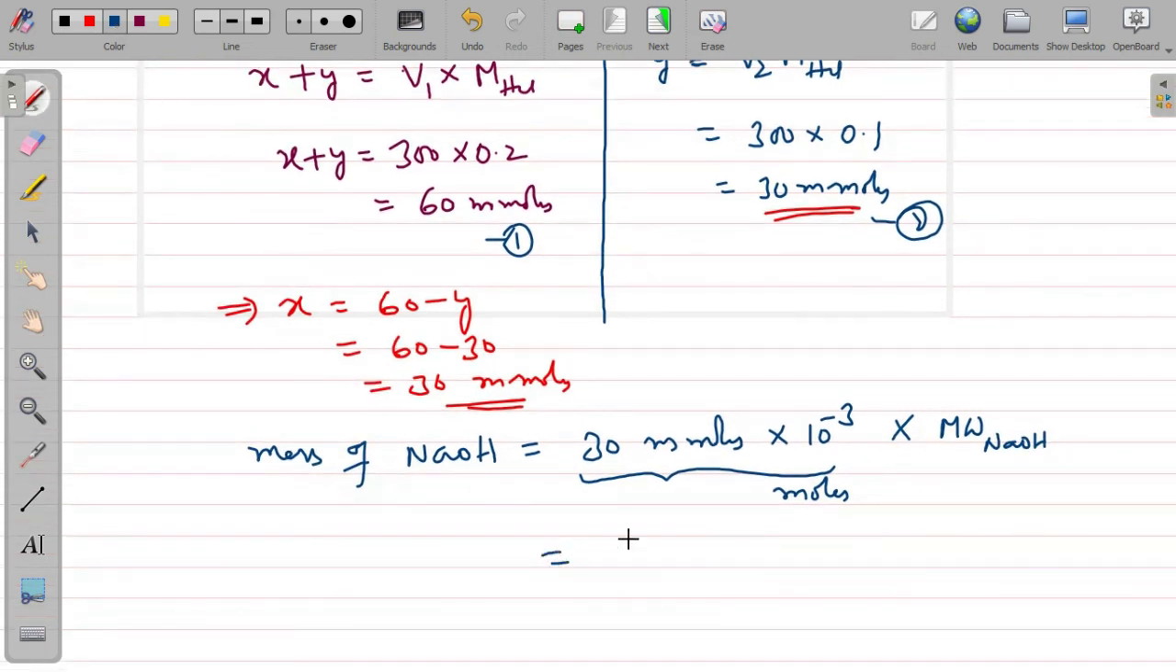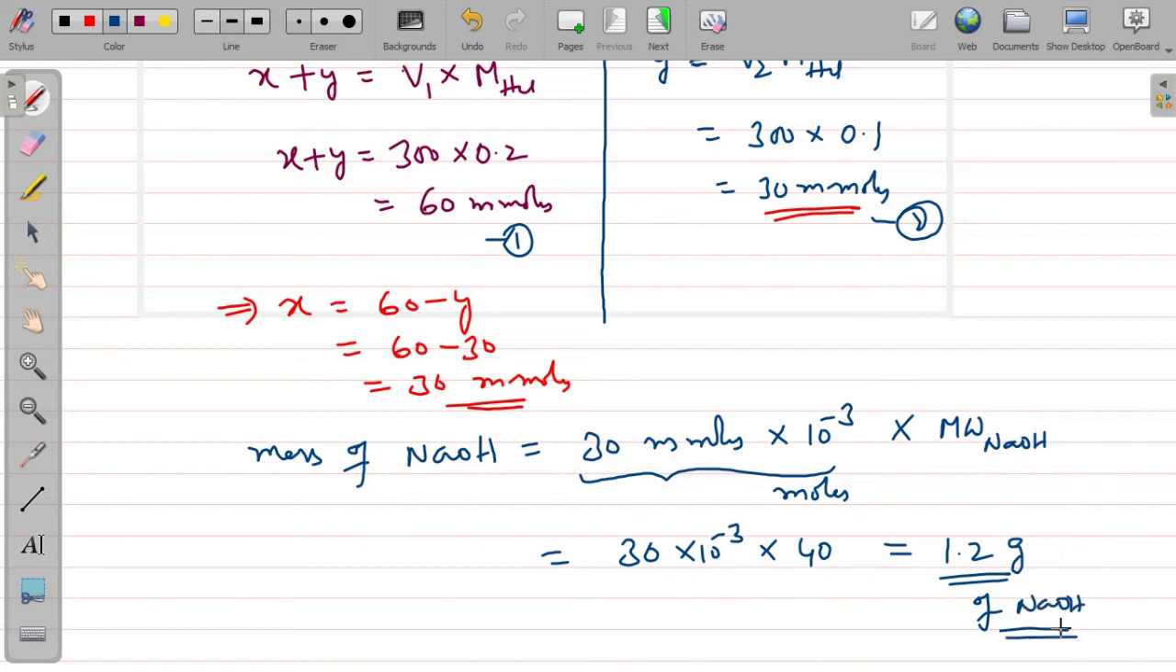So let's do that. So 30 into 10 power minus 3. This is the moles multiplied by the molecular weight. Molecular weight of NaOH is 40. So you will get 1.2 grams. So the answer for this question is 1.2 grams of NaOH is present in the original solution. They may ask you what is the mass of Na2CO3 also, which you can calculate, since you know y. This is one model.